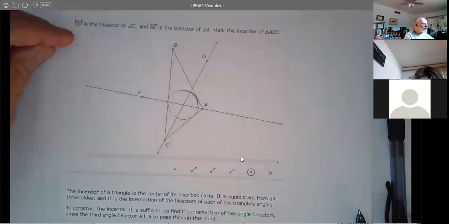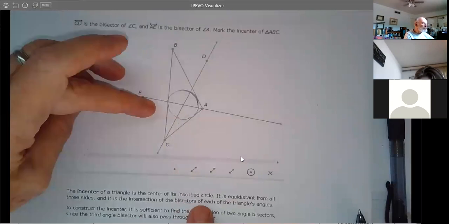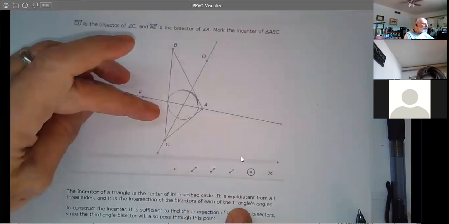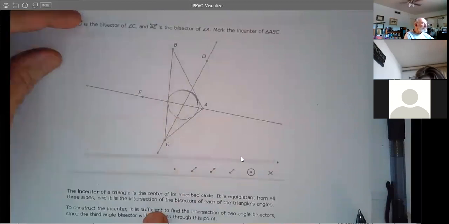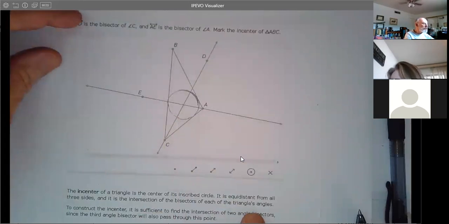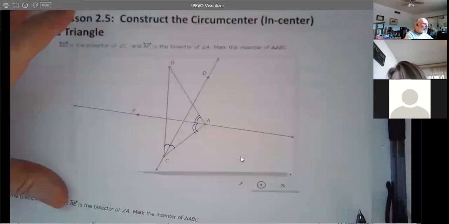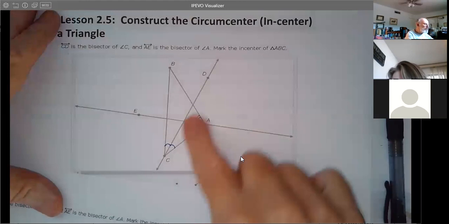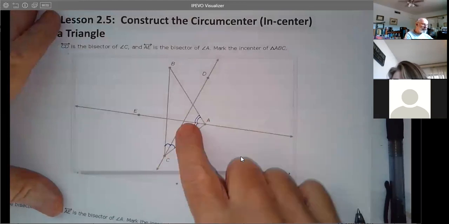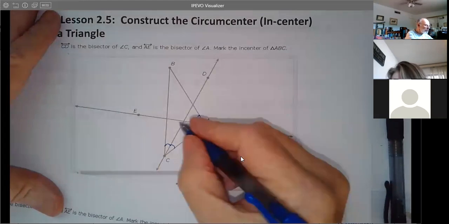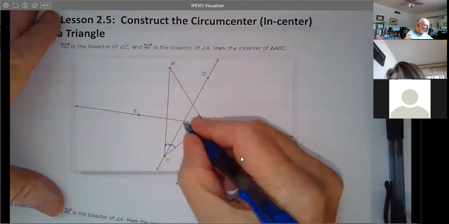And the incenter of a triangle is the center of the inscribed circle, and that's the inscribed circle. It is equidistant from all three sides, and it is the intersection of the bisectors of each of the triangle's angles. So EA here is a bisector for angle A. Here it is. And CD is a bisector for angle C. And where they cross, in this case, I think we called it F.